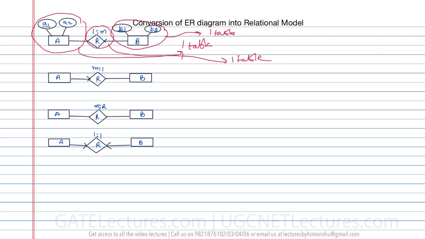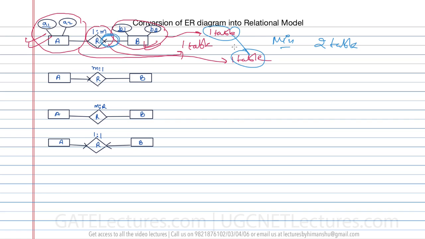But here you can see it has the key constraint, because the maximum cardinality of B is 1. That is why you can combine the table for this relation and the table for B. So you can combine these two tables. In minimum, you are going to require only 2 tables. One table is for this, and the second table is for this.